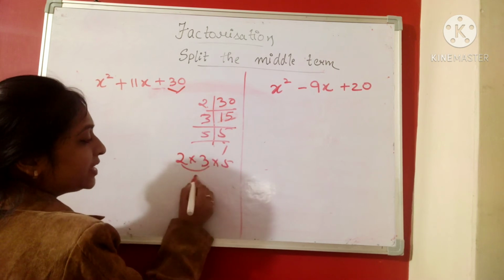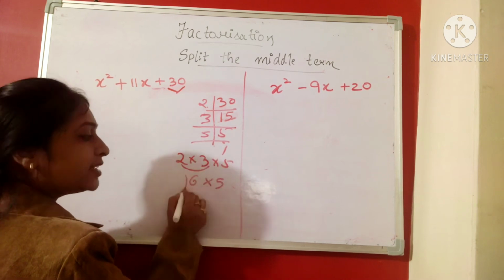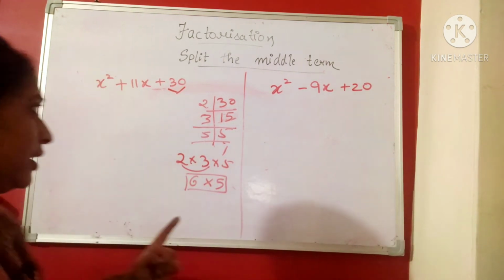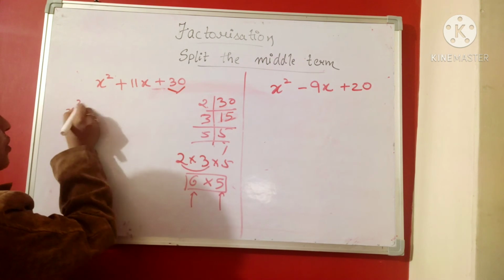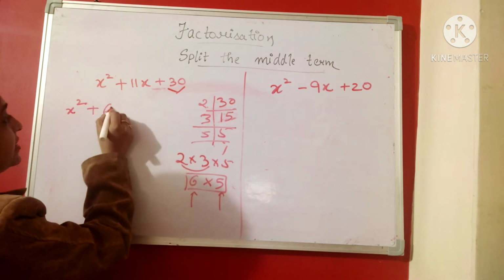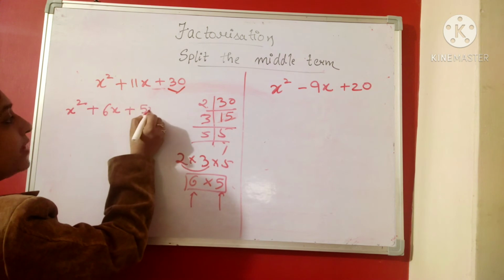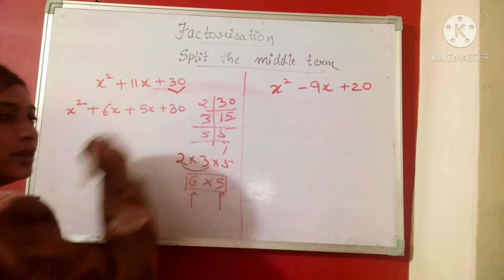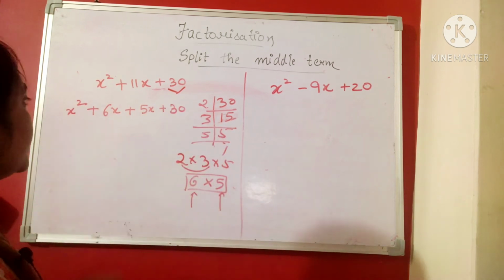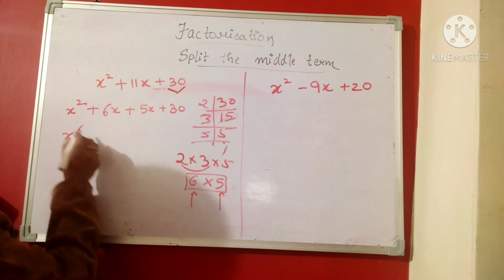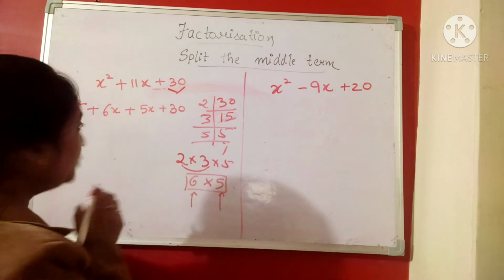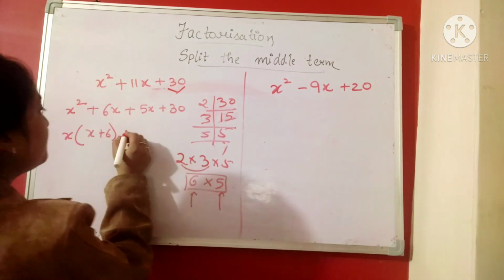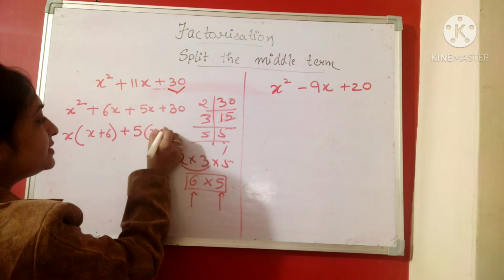Now this is 6. 6 into 5. 6 into 5 is 30 and 6 plus 5 is 11. So how to write it? x square plus 6x plus 5x. We will keep the x term as it is. Plus 30. Right. Now from the first two terms, we take the things common. x is common from these two, so x plus 6 will come, and from these two terms we have 5 common, so x plus 6 has come.